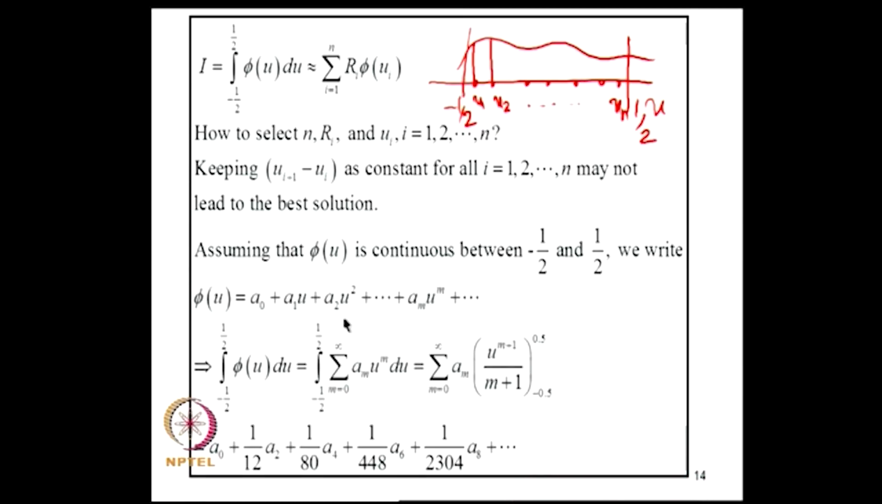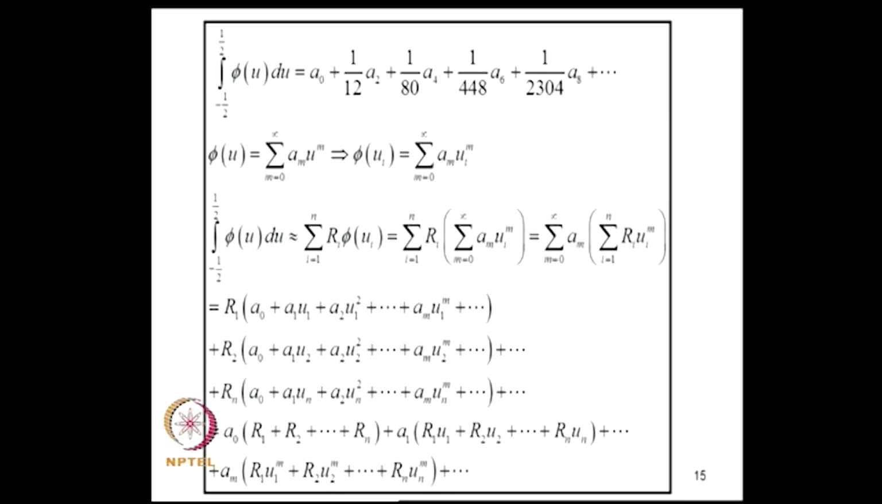So, in this form, the integral from minus half to plus half of phi of u du, for phi of u I substitute this assumed summation, the sum from 0 to infinity of a_m u^m, du, and upon performing the integral I get this. So, I can evaluate these terms, and in terms of the unknowns a naught, a1, a2 etc., I can get an expansion like this for the integral. So, this is the expansion we have got.